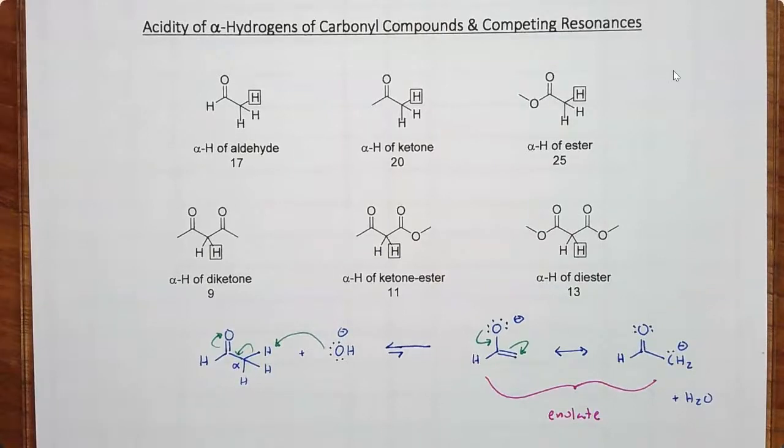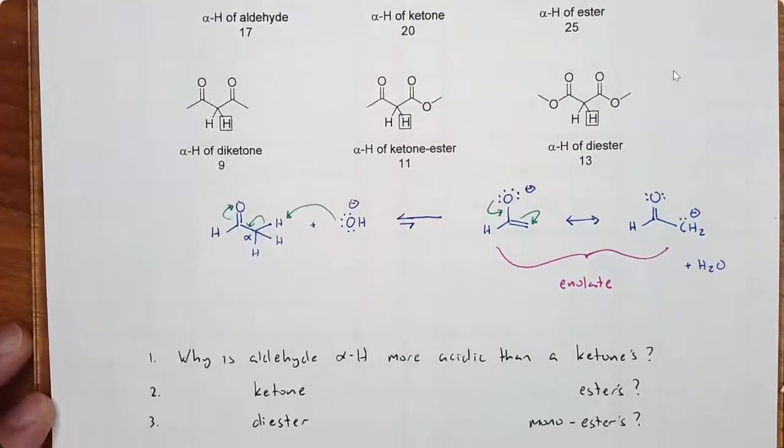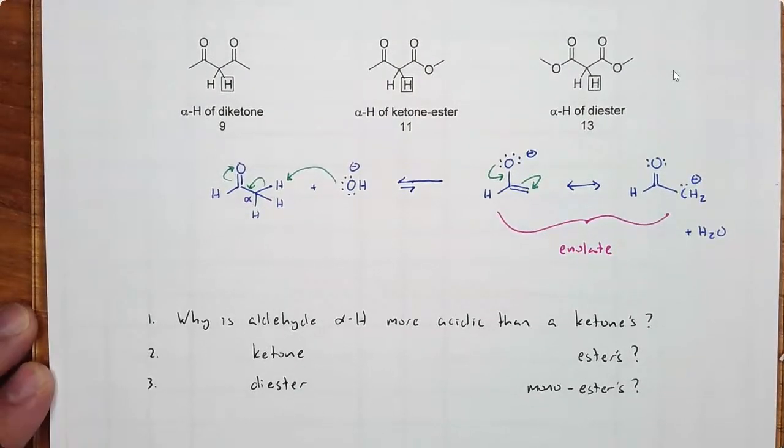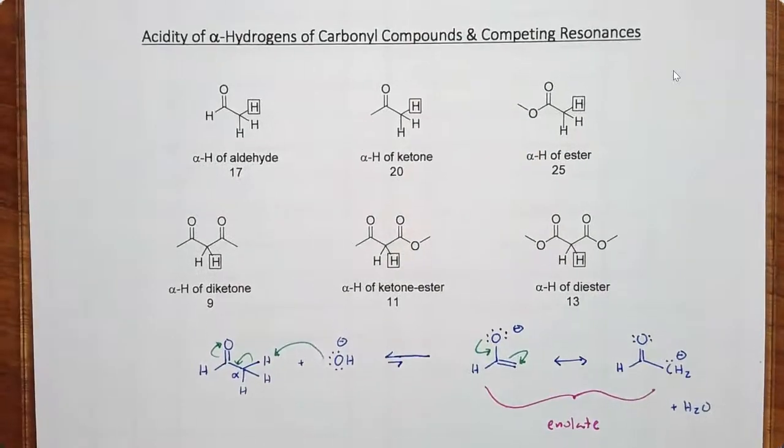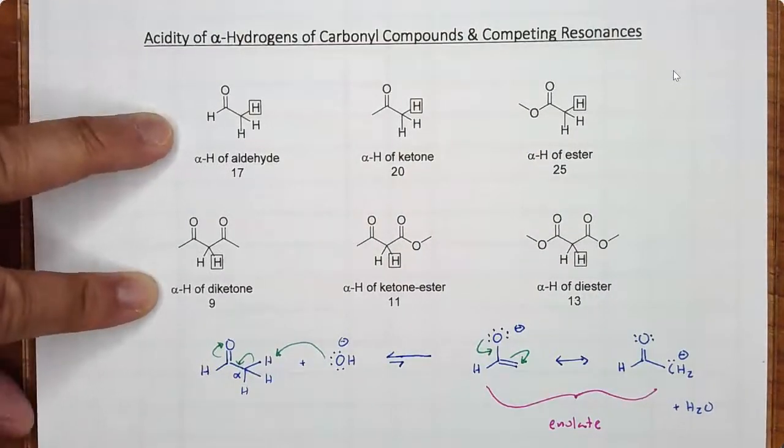There are 3 questions that I want to address in this video. The 3 questions are: why is an aldehyde alpha proton more acidic than the ketones? Why is a ketone's alpha hydrogen or alpha proton more acidic than an ester's? And why are the alpha protons of a diester more acidic than a monoester? And again, these are our structures we are going to be using.